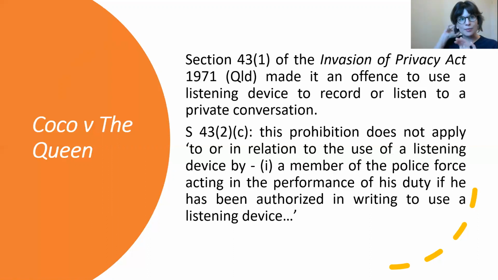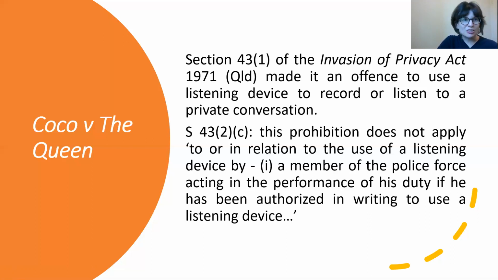So I've extracted and summarised the key provisions of the statute that was in question in Coco and the Queen here for you. And you can see that the main issue for the court was whether the actions of the Australian Federal Police fell within this exception in section 43(2)(c), and whether they were permitted to do what they had done in this case, or whether they fell within the general criminal prohibition against using a listening device to record or listen to a private conversation.